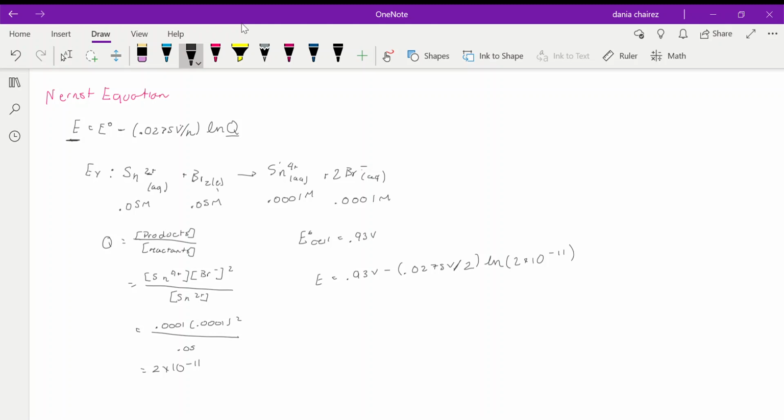So then we do all this math, which should give us 0.93 volts minus a negative 0.391 volts, so that our E is equal to 1.24 volts. And that's the actual cell EMF of our reaction in this case. So yeah, this is it for electrochemistry and module 14.